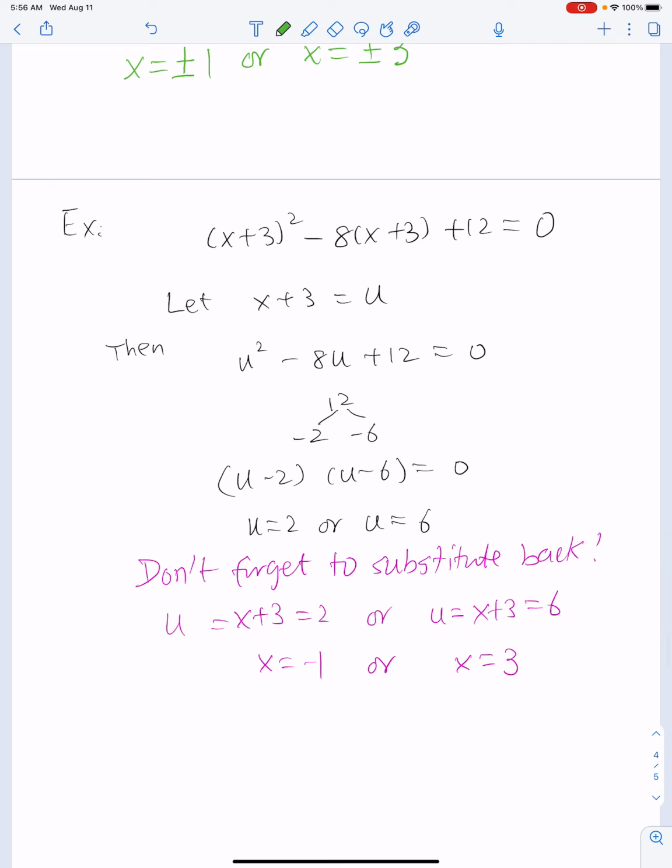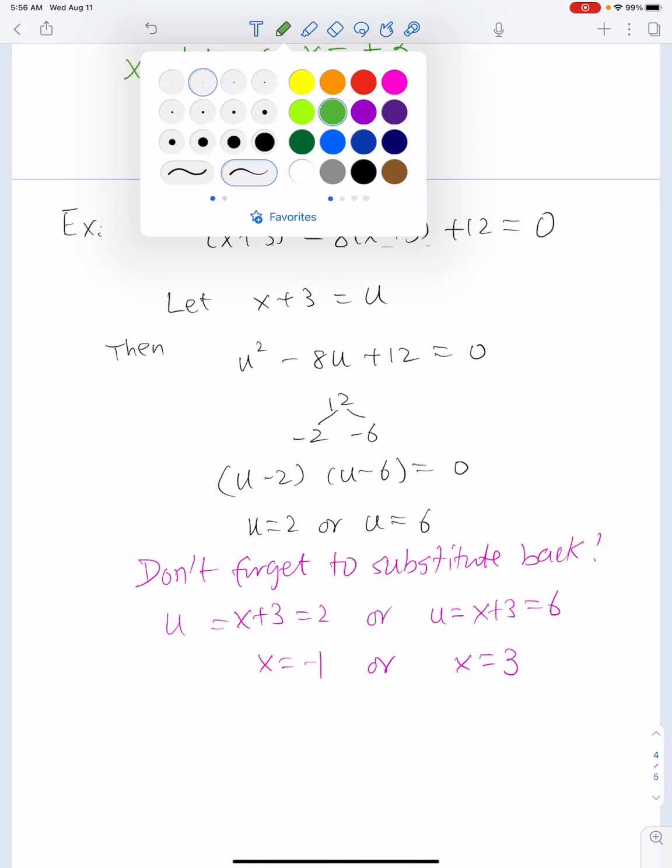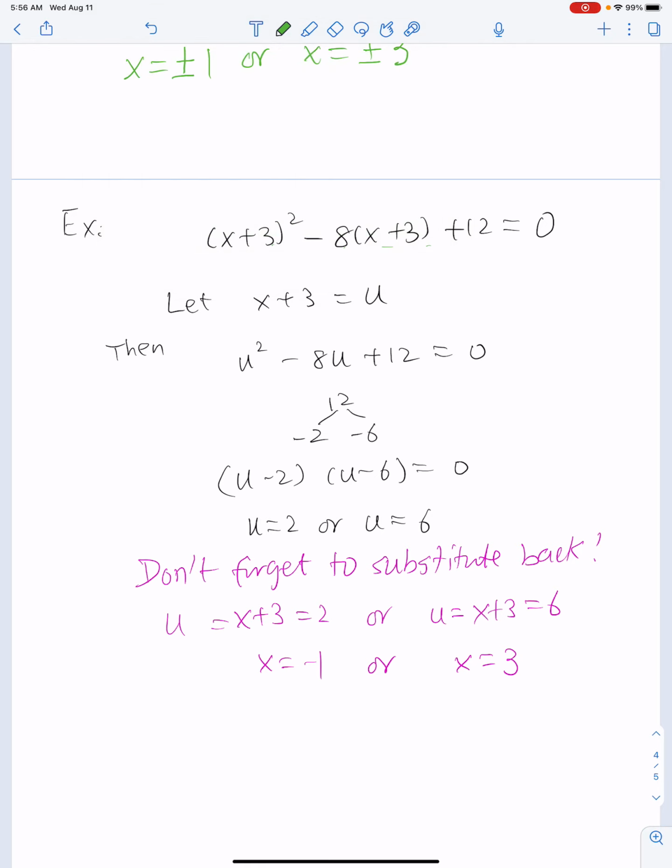Okay, and similarly, we have another example. If you have x plus 3 squared, minus 8 times x plus 3, plus 12. Okay, so this one is a little bit trickier. So it's not the typical one. Okay, but you know, so what's your u? This is your u, yeah? So x plus 3 equal to u, then u squared minus 8u plus 12 equal to 0.